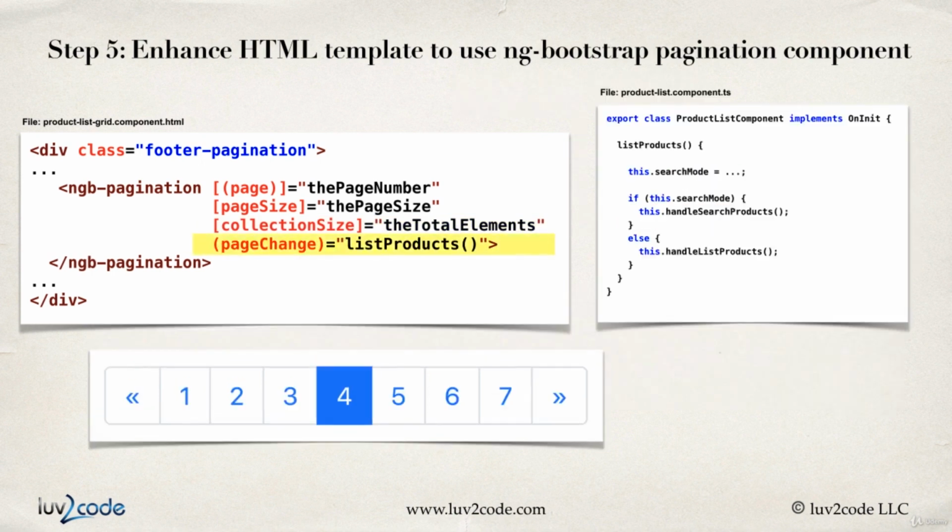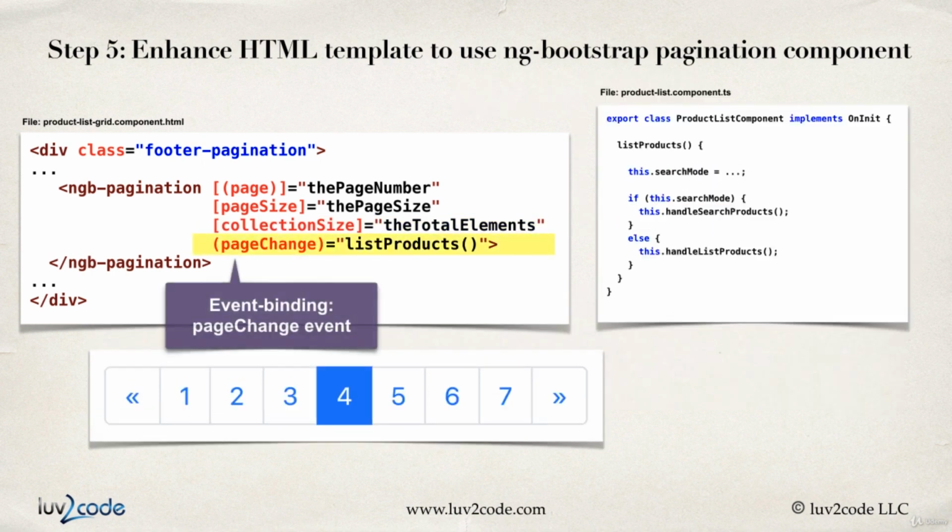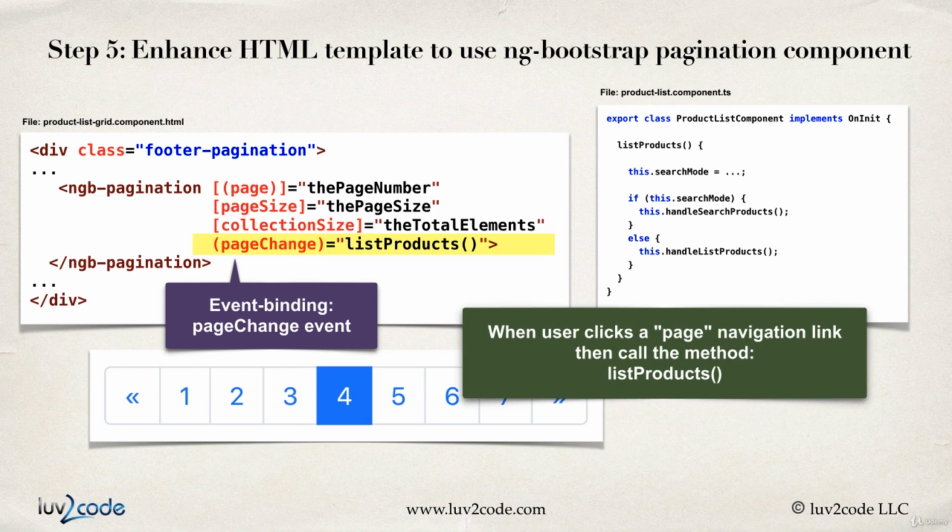The next parameter here is page change. And so this is for event binding. So for a page change event, when the user clicks a page navigation link, then it will call the method listProducts. So this gives us a chance to access information from the database based on the page number, page size, and so on, return those items, and then update the actual template accordingly. So this is basically how you get to show a new page of products based on the user actions.